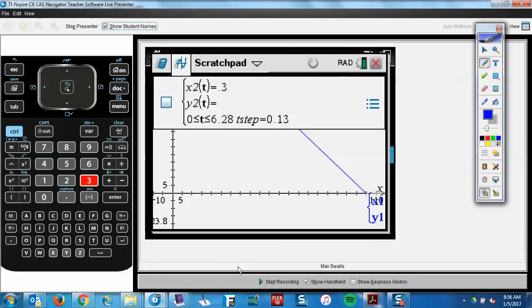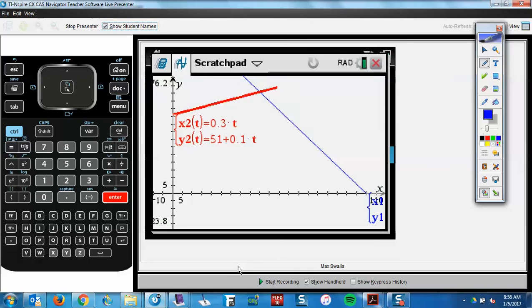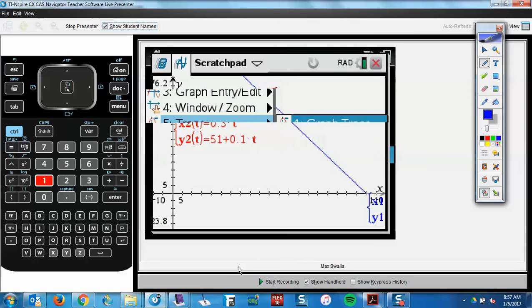So the Lion was 0.3t for the x, and then 51 plus 0.1t. And then change your t to 0 to whatever we had, 180 or something. And then there's a Lion. And notice it stops. Why does it stop? At 180 minutes, that's where it was. If he traces right now and types in a 180, that just tells you where it was.